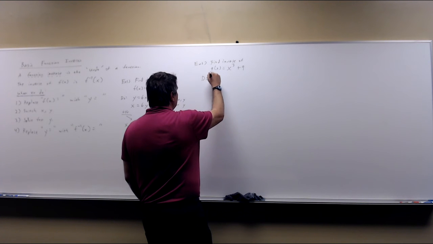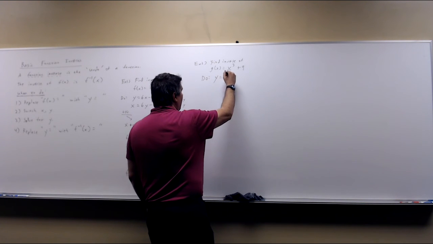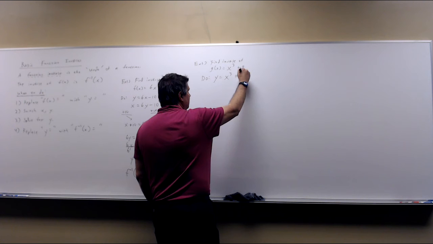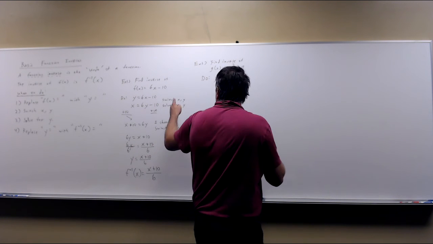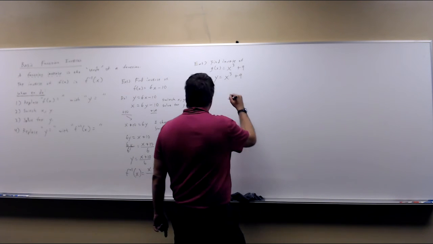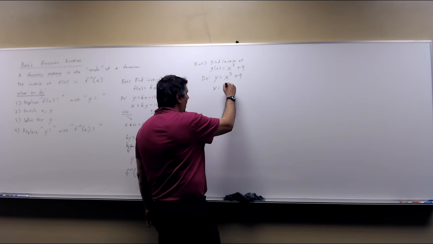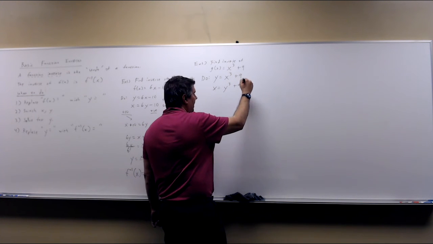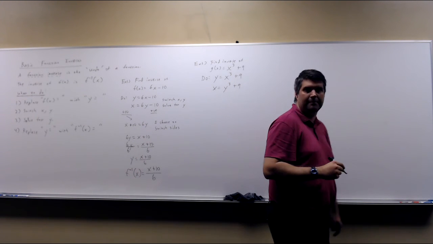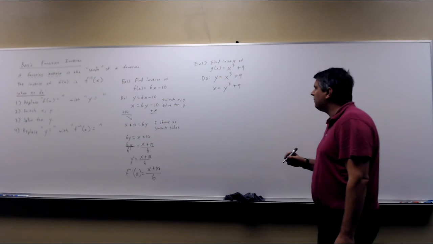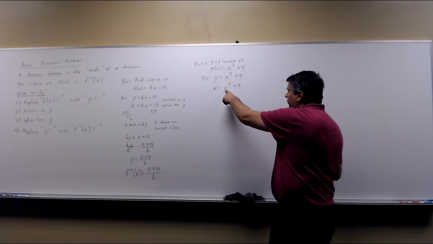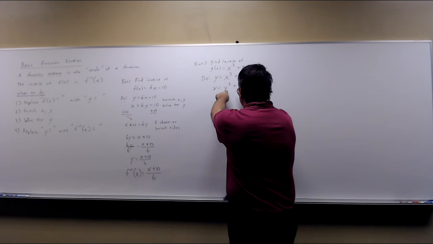y equals x cubed plus 9. We switch x and y, so that's going to be x equals y cubed plus 9. All right? Now, I'm trying to solve for y here, so I will be subtracting the 9.